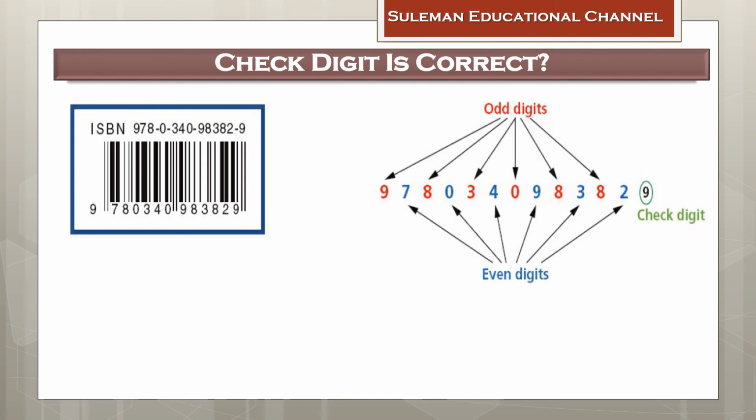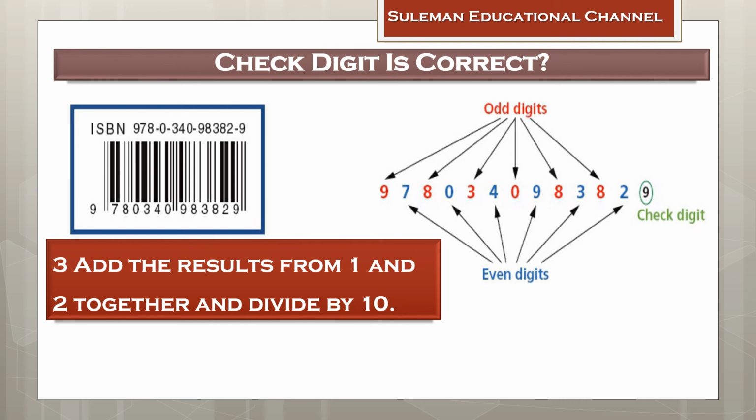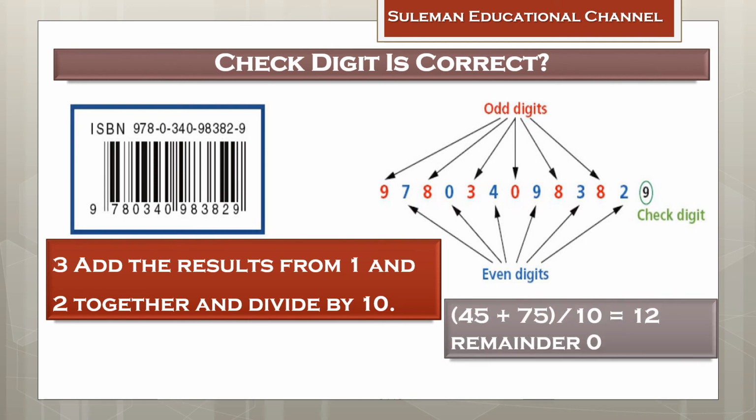The third step is to add the results from steps 1 and 2 together and divide by 10. The answer from step 1 is 45 and the answer from step 2 is 75. So 75 plus 45 divided by 10, the answer is 12 and the remainder is 0. This is step 3.